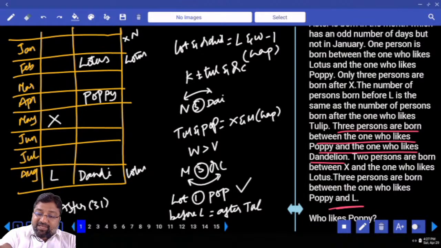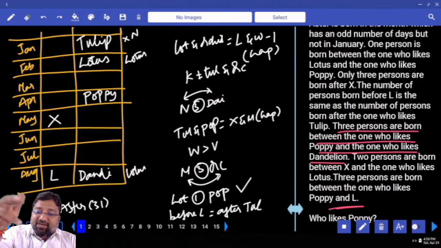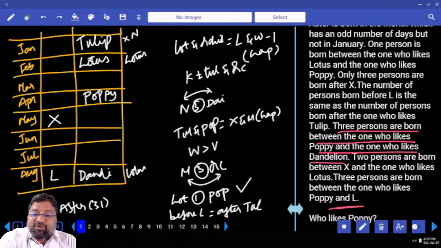If it is below, there is a clue on before L and after tulip. L is in the bottom. Tulip has to be in the first place. If this is tulip, we do have clues on tulip. The number of persons between tulip and poppy is equal to the number of persons between X and M. How many between tulip and poppy? 2. X and M also should be 2.